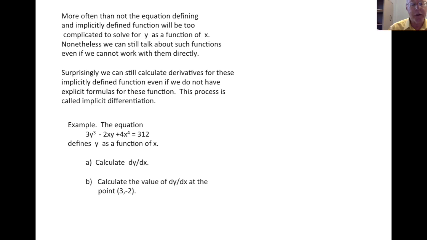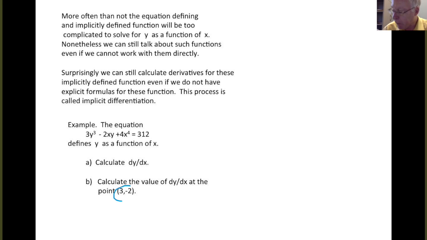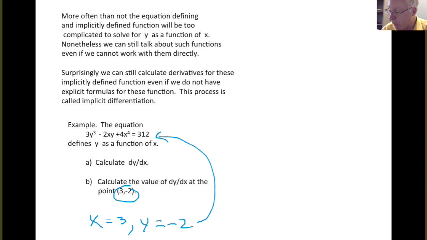Nonetheless, we can still calculate an expression for dy dx, and we can actually calculate the value of dy dx at a point on the graph, the point 3, minus 2. By the way, what this means is that if you put x equals 3 and y equals minus 2 in this equation up here, you will get an answer of 312. So that's what it means to be a point on the graph of this implicitly defined function.